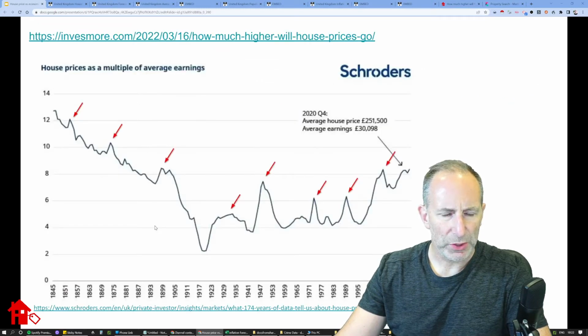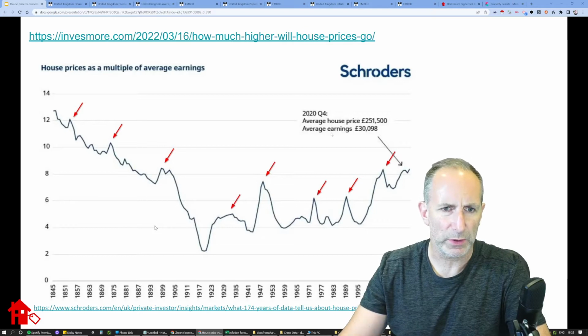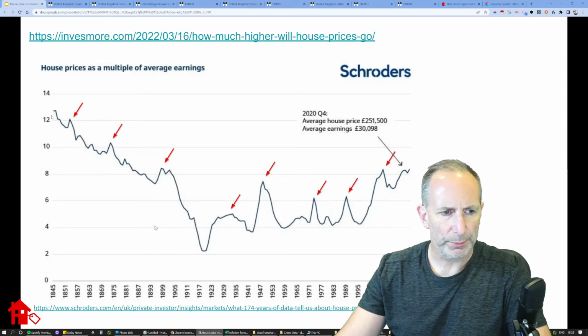Now, I mentioned earlier that markets tend to work in cycles, and here's a chart going back to 1845 from Schroders, the private bank, the investment bank, and it looks at average house price and average earnings, and it's the ratio of the two. So if average house prices are 13 times annual earnings, then houses are very, very expensive. And so they were, because a lot of people lived in dire poverty in hovels, and there you go.